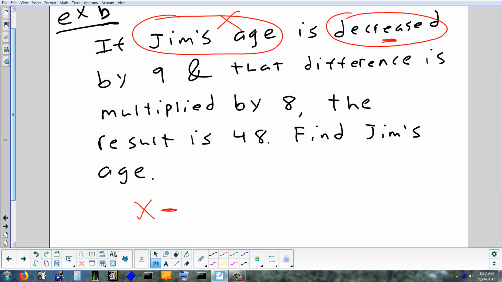What's the next thing in that problem that might be important? Jim's age is decreased. That's what we stopped. What's the next thing in the problem, in the sentence that's important? Not yet. Look for a number. 9. 9. I'm just going to write 9. And that difference is multiplied by 8. The difference of what? Think about all the things we're doing, Mary.